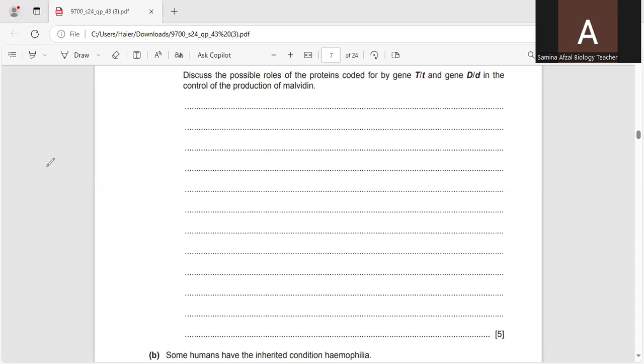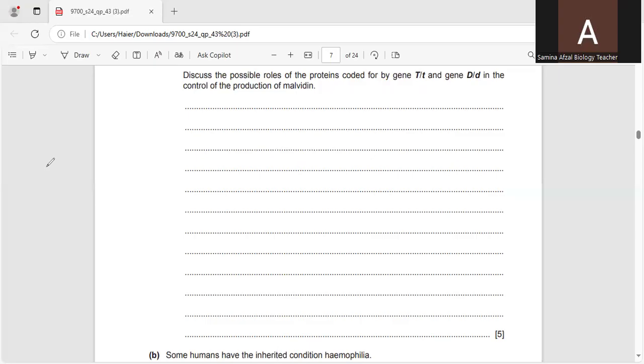So molybdenum, you know, is a pigment which is responsible for the red, purple, and blue colors in many plants, including fruits, vegetables, and flowers. The production of molybdenum is a complex process involving multiple genes and their encoded proteins. So the genes capital T, small t, and capital D, small d are likely involved in regulating different steps of the molybdenum biosynthesis pathway. So now we have to discuss this.